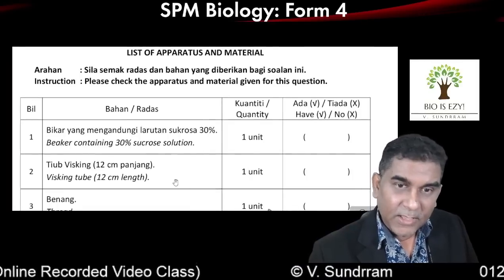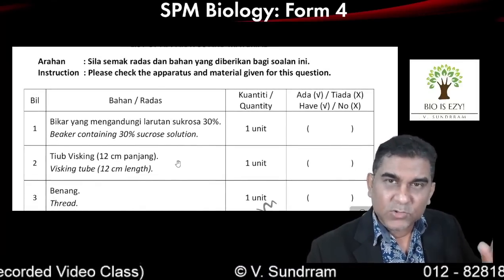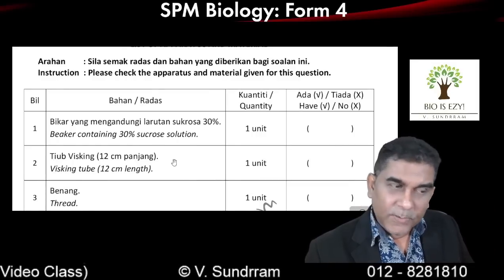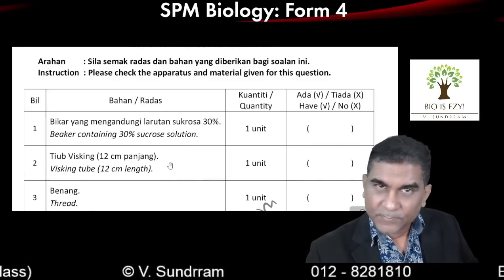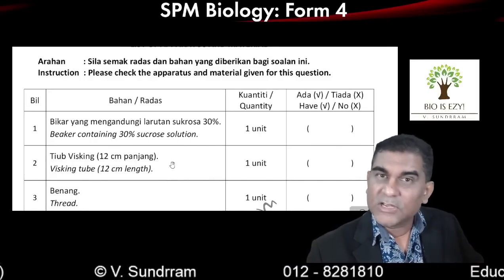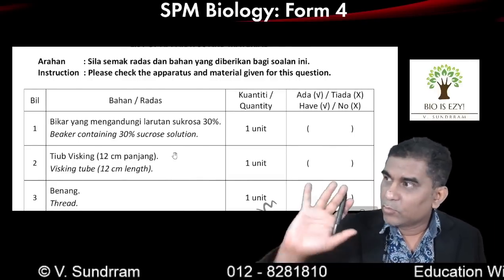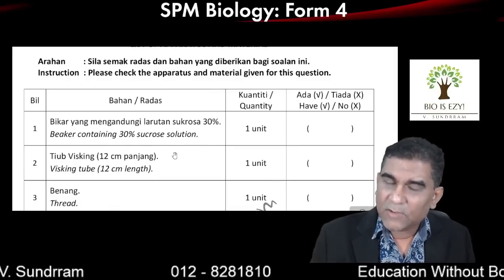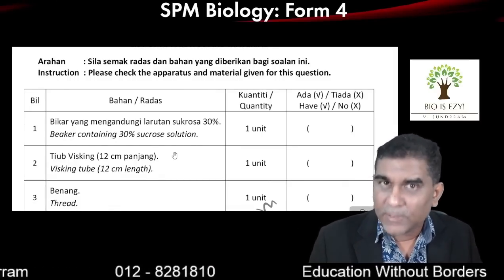So pastikan semua yang ada dalam senarai ada di hadapan kamu pada masa yang sama. When you are going through this list of material and apparatus, generally you already know apa pemboleh ubah dimanipulasi, apa pemboleh ubah bergerak balas, apa pemboleh ubah yang dimalarkan. Manipulated variable, responding variable, and also constant variable. Important. Untuk kertas 3, for paper 3, the whole answer is about variable. Keseluruhan jawapan adalah berkaitan dengan pemboleh ubah.